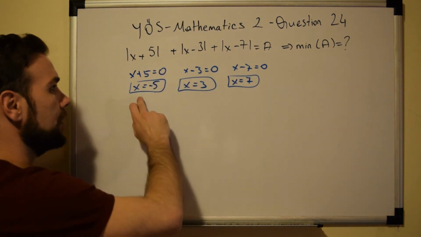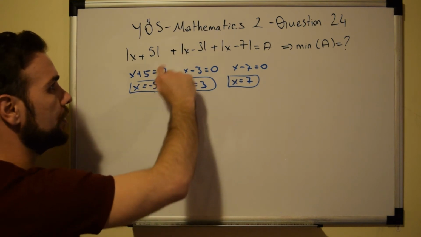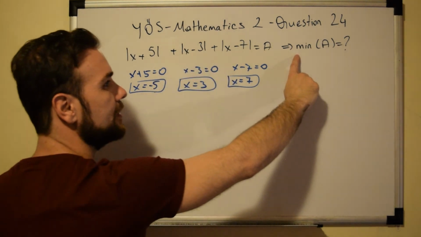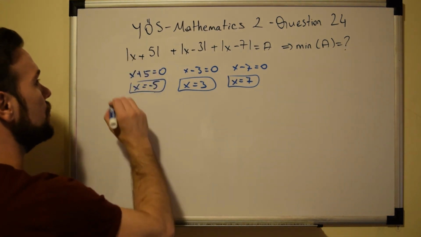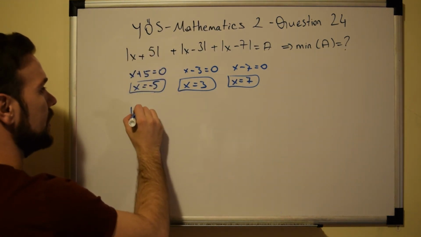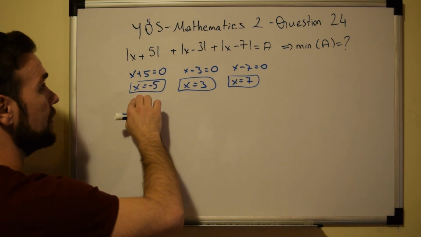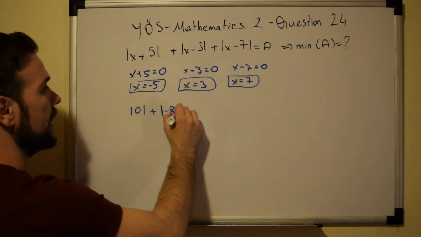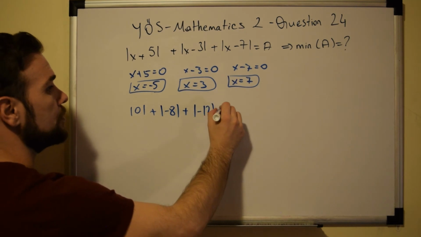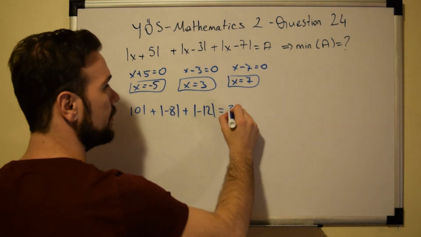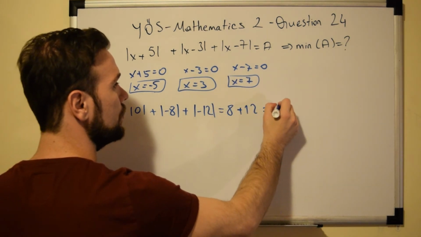Now I'm going to apply each value to this equation to see which one gives me the lowest value to find the minimum value of A. So we have minus 5 plus 5, that is the absolute value of 0, plus minus 5 minus 3, that is minus 8, plus minus 5 minus 7, that is minus 12. So we have 8 plus 12 is equal to 20.